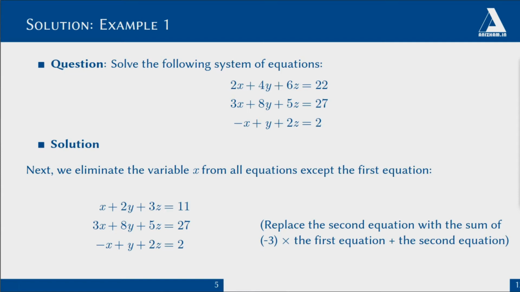of x as 1. Now, in the next step, we eliminate the variable x from all the equations except the first equation. So, that is, we have to eliminate this term, that is 3x, as well as this term, that is minus x, from these 2 equations. In order to eliminate the variable x from the second equation, we have to replace the second equation with the sum of minus 3 times the first equation plus the second equation. So, let us see how it is being done.